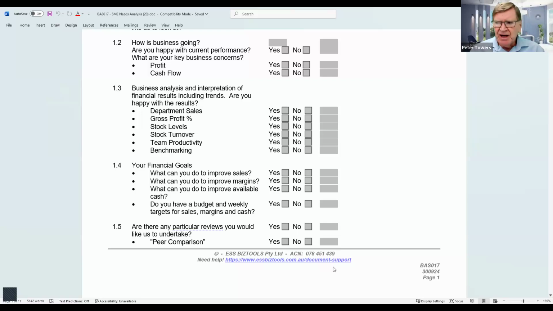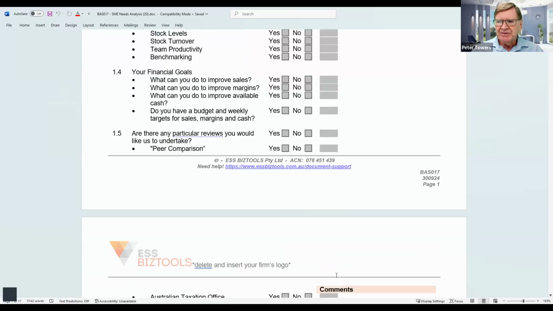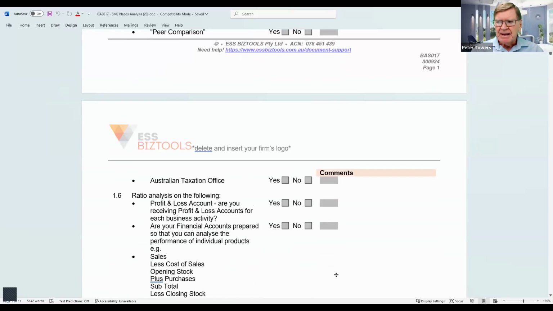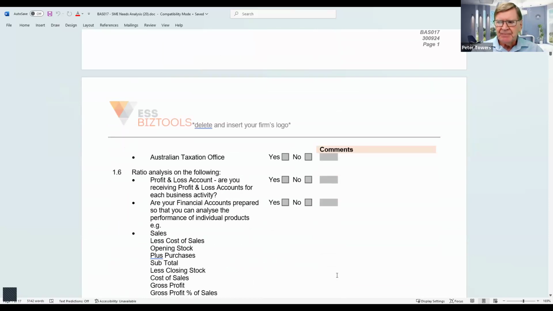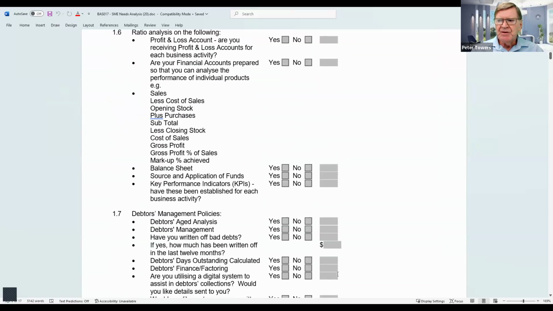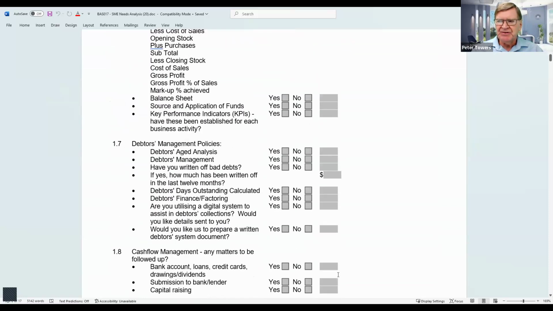So what are the financial goals? What can be done to improve sales? What can be done to improve margins? So I'll leave that one to you to have a good look at. And we move on to ratios. And then we move on to debtors management policies.